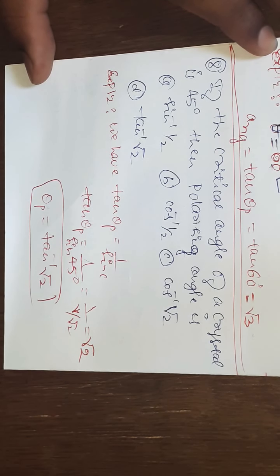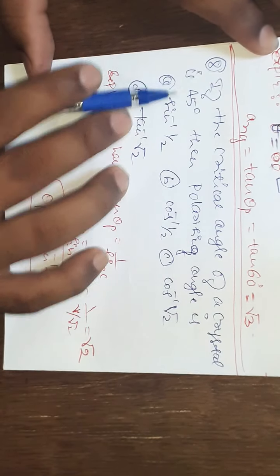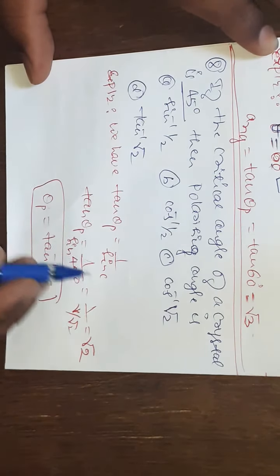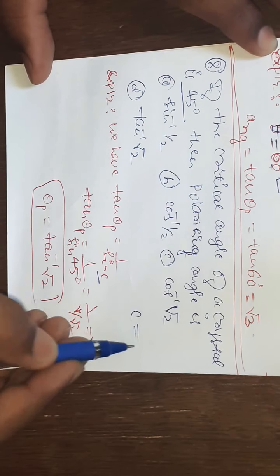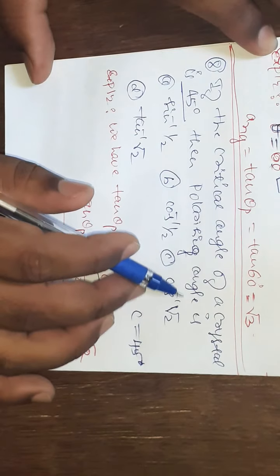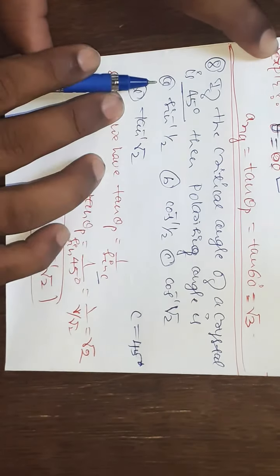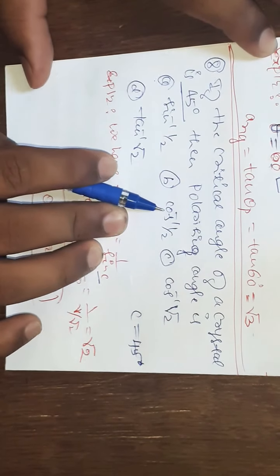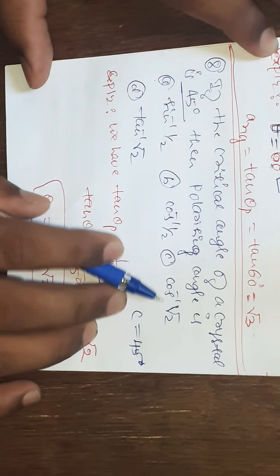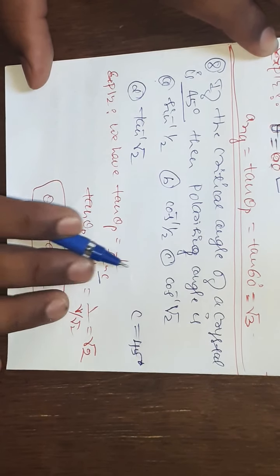Next question is question number 8. If the critical angle of a crystal is 45 degrees, means critical angle C is given, C equal to 45 degrees, then the polarizing angle is, okay, options are given: sin inverse of half, cos inverse of half, cos inverse of root 2, tan inverse of root 2. Okay students, we have tan theta p equal to 1 by sin C.